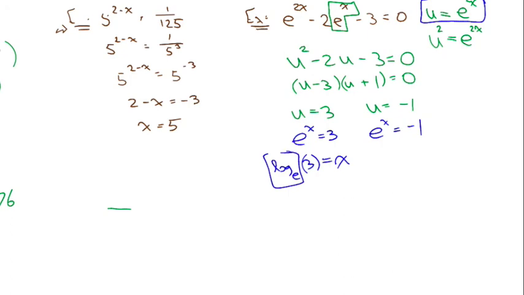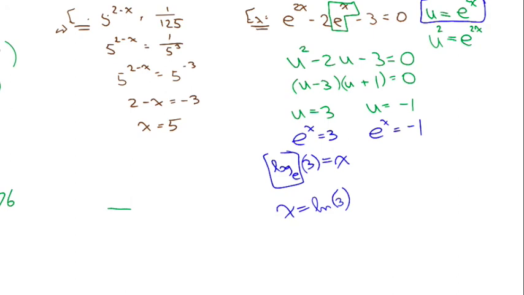What's log base e? What is e called? The natural number. So log base e is also known as the natural logarithm, and natural logarithm is represented by ln. So this is saying that x is equal to ln of 3.